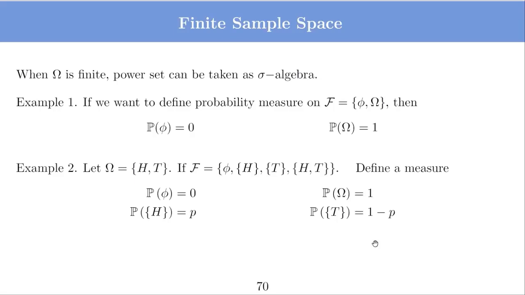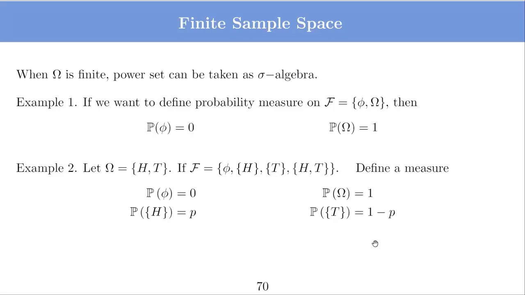What is the event? The set H, which is a singleton event which contains only one outcome. I am assigning probability to that event. Okay, I am assigning probability to the singleton event of T. I am also assigning probability to the event which has both H and T. Okay, but the notation is important. We are not saying probability of H or probability of T. We are saying probability of the set containing H.